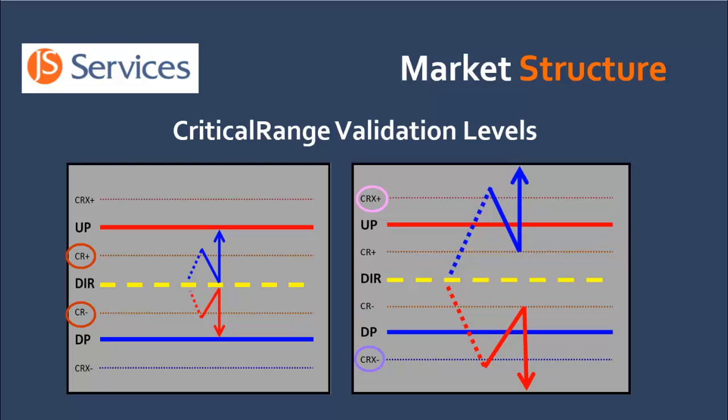The CRX plus and CRX minus, or critical range extreme positive and negative, define the boundary extremes of the upside pivot and downside pivot levels, which validate or deny a UP or DP breakout. Once price action breaks out above or below the UP or DP, it must breach the CRX plus or CRX minus to confirm that the breakout in the market structure is true. Both these validation levels can be used as triggers to apply leverage or initiate a new position that is in alignment with the DIR-R breakout strategy theme.